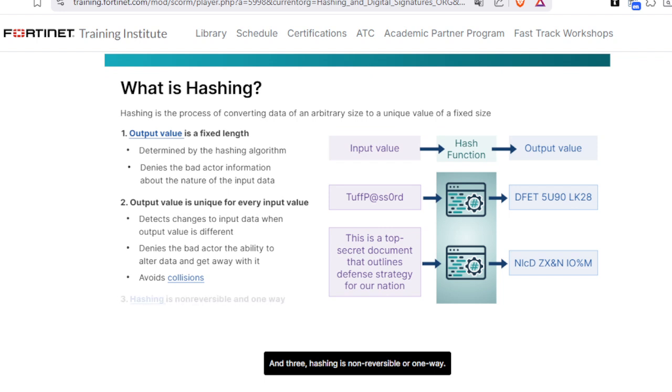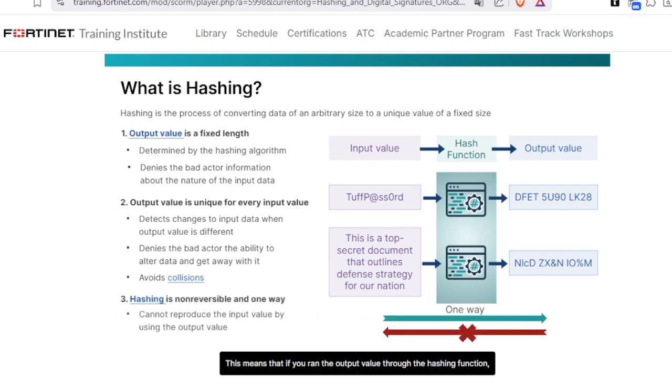And 3, hashing is non-reversible or goes only one way. This means that if you run the output value through the hashing function, you will not get the input value. You will get an output value of the original output value. This feature denies a bad actor the opportunity to use the output value to reverse engineer and calculate the input value. These 3 security features of hashing play an important role in cryptography, especially when generating a digital signature.